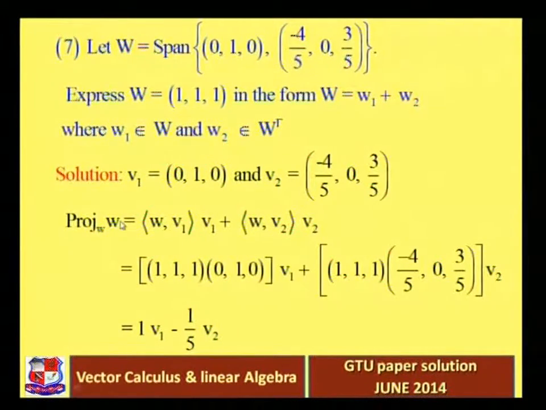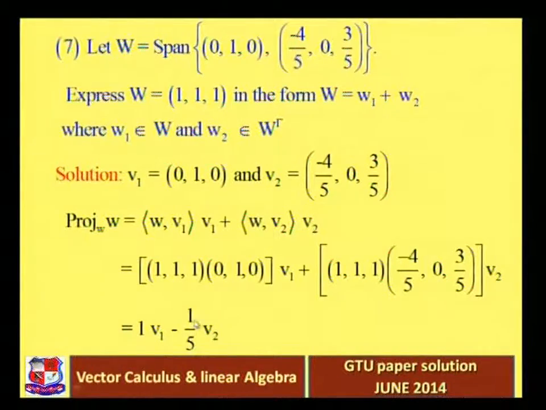So the projection of w is the inner product of w with v1, times v1, plus the inner product of w with v2, times v2. The inner product of w with v1 is (1, 1, 1) dot (0, 1, 0), that is 1 into 0 plus 1 into 1 plus 1 into 0. So we get 1. Then the inner product of w with v2 is (1, 1, 1) dot (-4/5, 0, 3/5). So we get -4/5 plus 0 plus 3/5, so -1/5, correct?